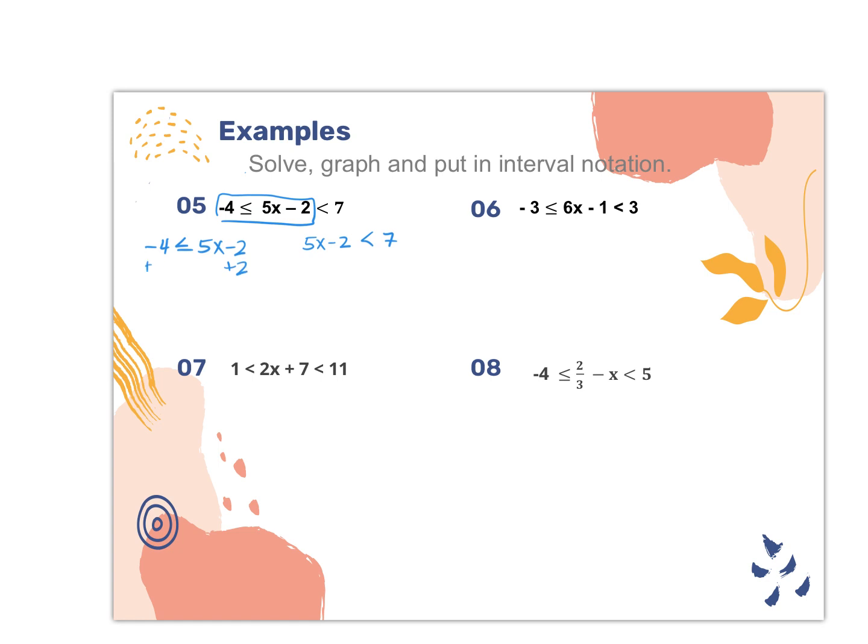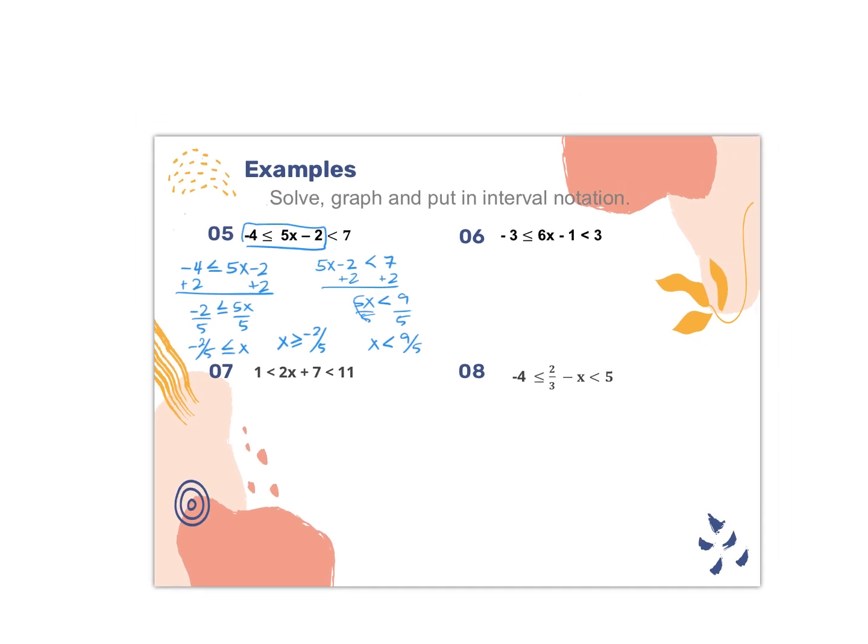So I could add 2, I get 5x is greater than or equal to minus 2, and then I could divide both sides by 5, and I could get negative 2/5. Now, I don't like the variable on this side, so I would rewrite it x is greater than or equal to negative 2/5 on this side. And I could do the same thing over here. So plus 2, I get 5x is less than 9. Divide both sides by 5 and get that x is less than 9/5. So those are my two solutions, okay?